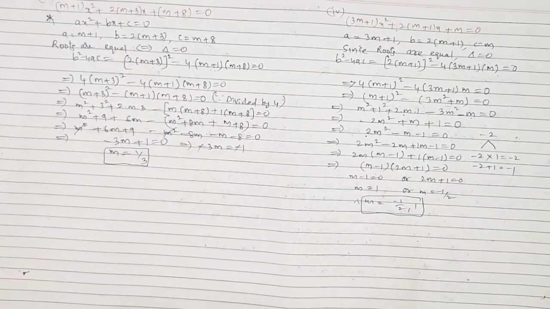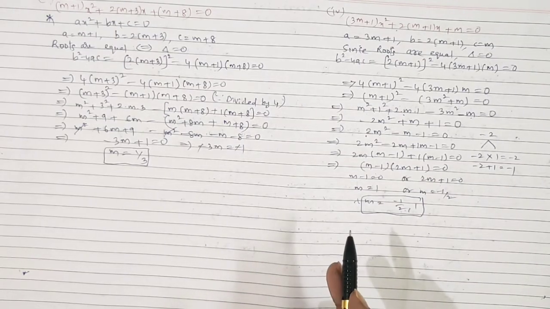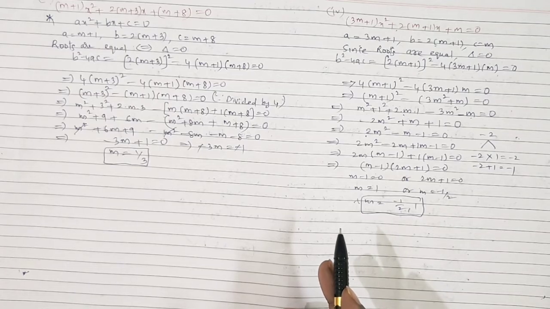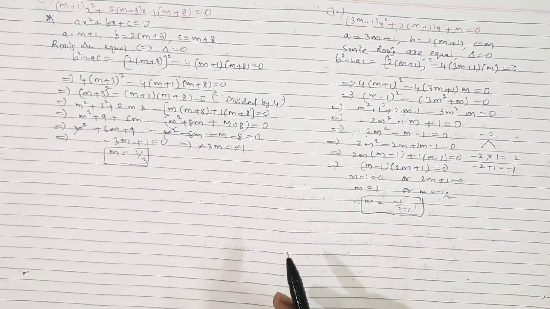So in this way you have to find the values of m for the given equations when a condition is given like equal roots. If they are having equal roots, we have to apply the condition that the discriminant is 0. Okay my dear students, I hope you are clear about these problems. The remaining problems you solve for yourself.